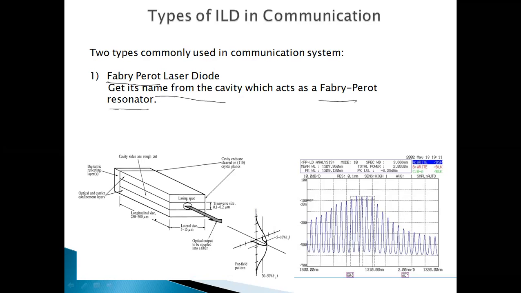We know that a characteristic of the laser diode is that it needs a cavity. The cavity is where the stimulated emission happens, and the light is reflected back and forth because the walls of the cavity are highly reflective. In the Fabry-Pérot diode, the cavity is called the Fabry-Pérot resonator, hence the name.